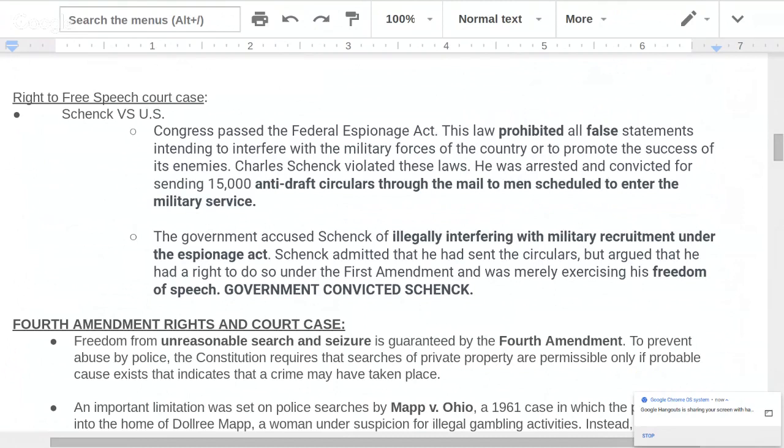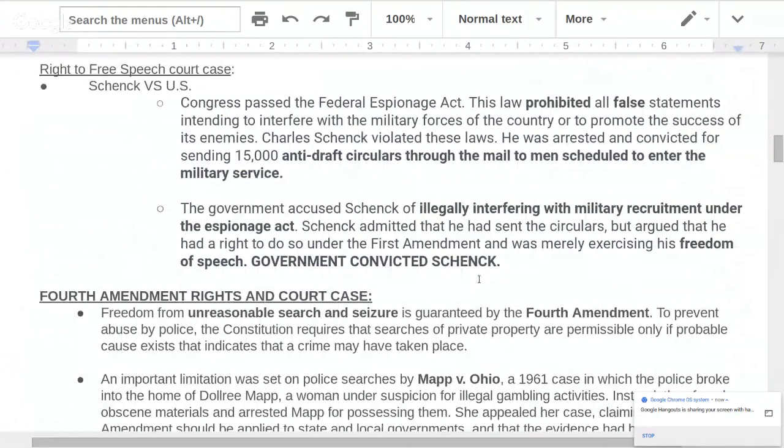The government accused Schenck of illegally interfering with military recruitment under the Espionage Act. He admitted that he sent the circulars, but argued that he had a right to do so under the First Amendment and was merely exercising his freedom of speech. But the government convicted Schenck because he was illegally interfering with military recruitment under the Espionage Act, and that overruled his First Amendment right.